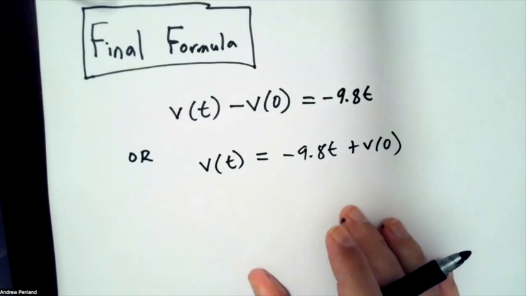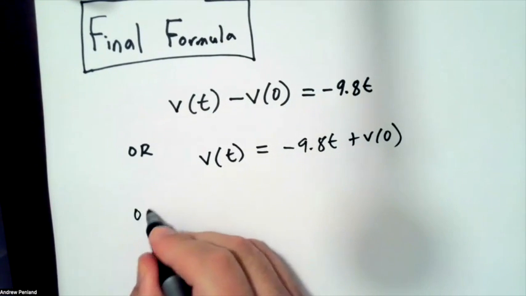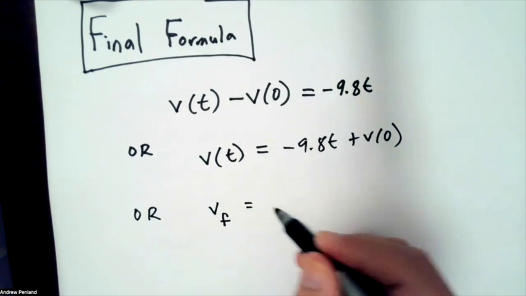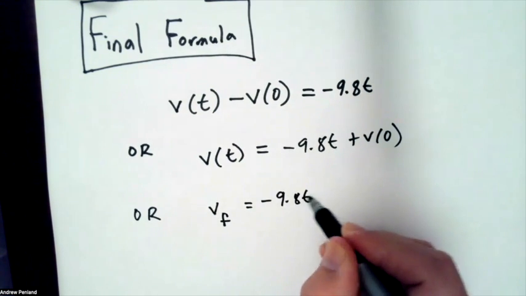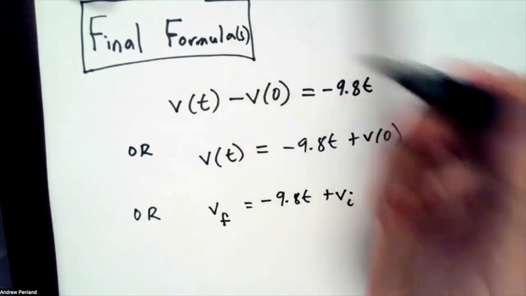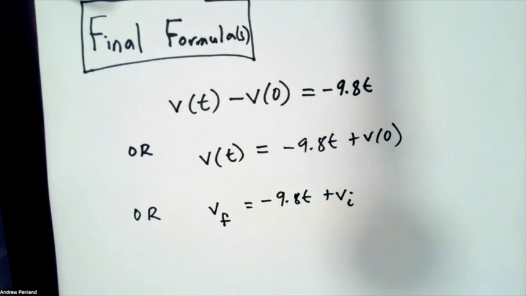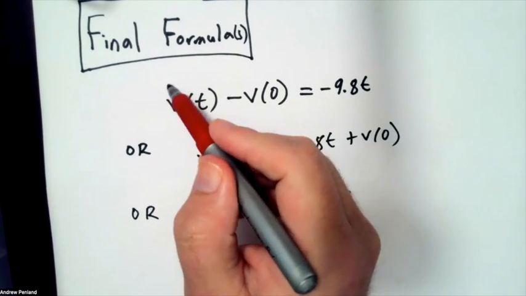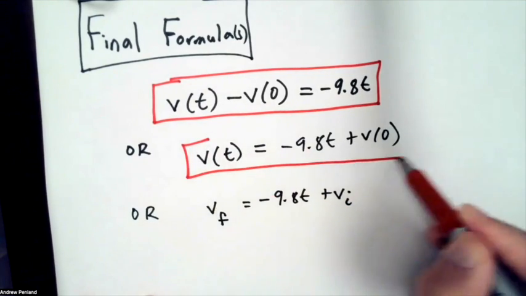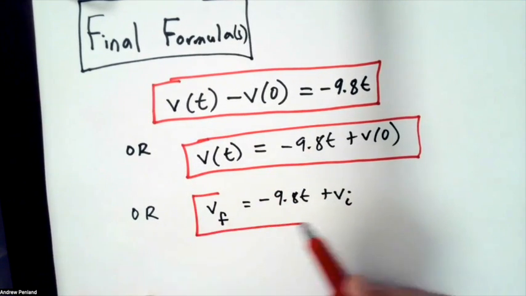Often people use v sub f for final velocity and v sub i for initial velocity. In that notation, we would have v sub f = -9.8t + v sub i. Regardless of the letters you use, the important thing to know is that this formula just comes from basic principles we have already seen, including definite integral formulas. If you were to ever forget a physics formula, you can come up with it yourself using calculus.